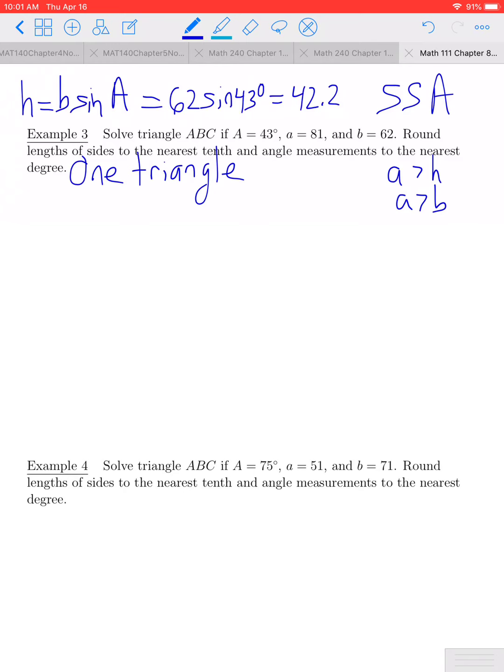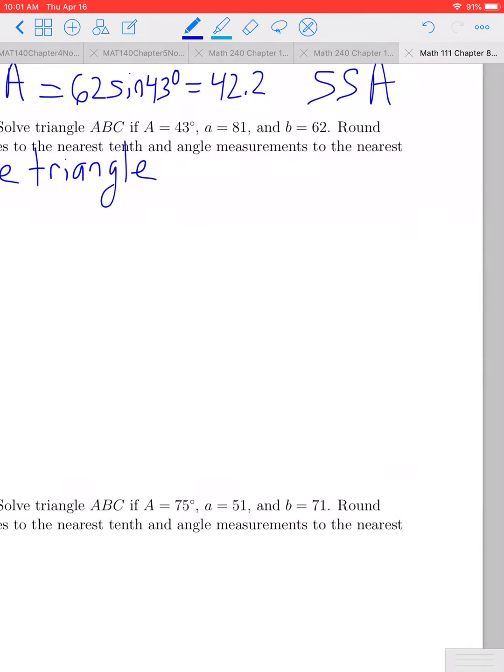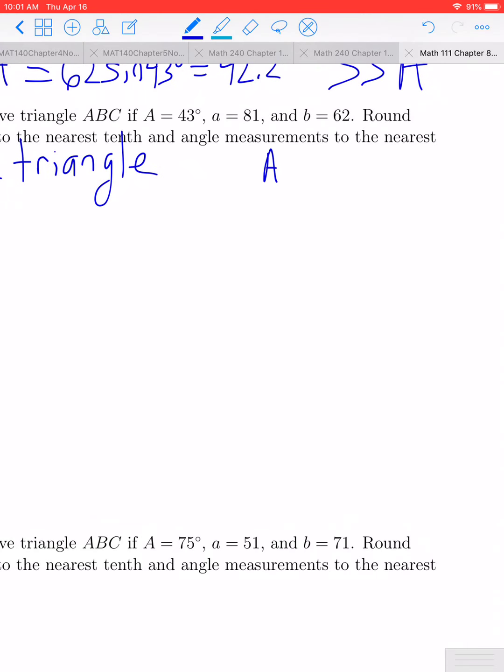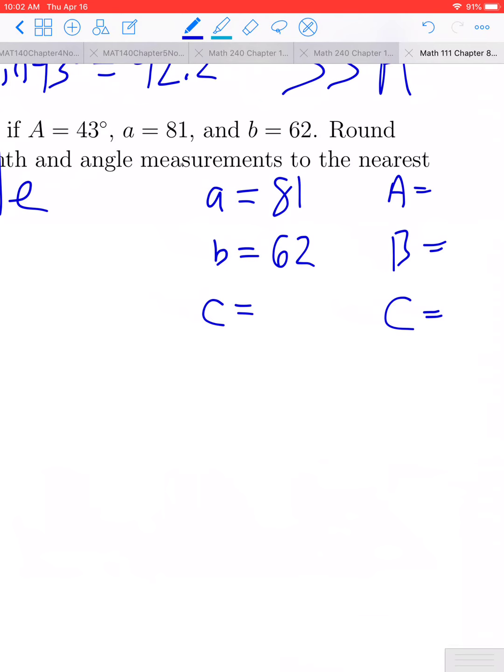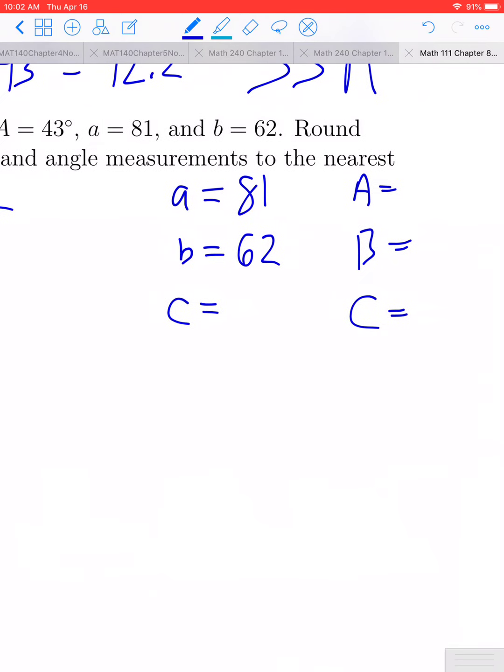Now that we know that, we can proceed to solve for that triangle. So our goal, as always, is we want to know the lengths of all of the sides: side a, side b, side c, as well as angle A, angle B, and angle C. Let's write down the ones that we know first. We know side a is 81. We know side b is 62. And we also know that angle A is 43 degrees.